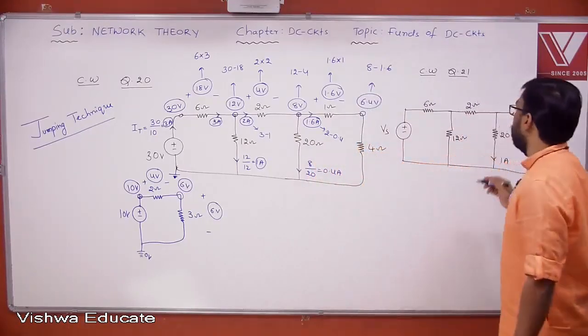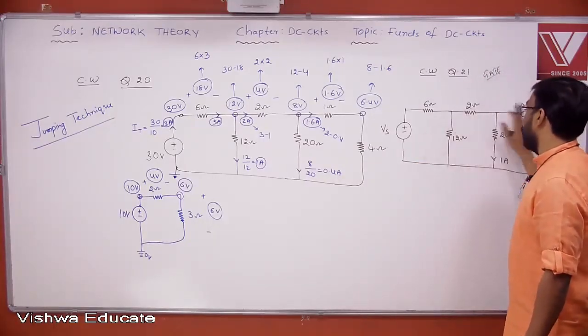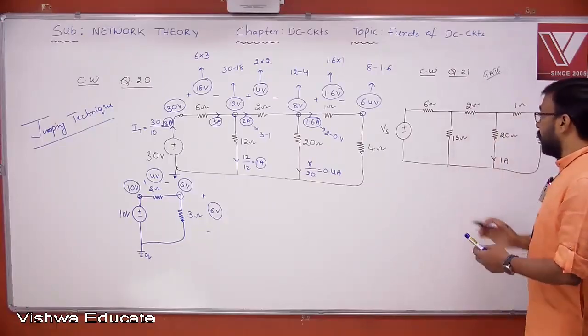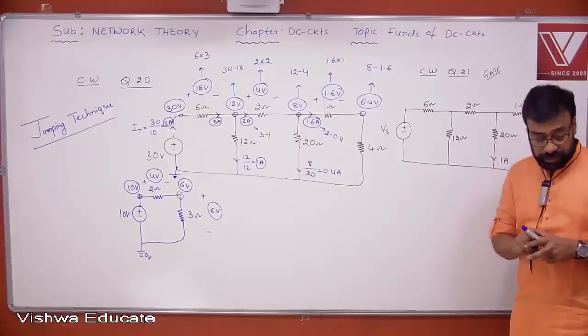Okay, this question was asked in GATE with different numericals. The same network is given, but numericals are different. So GATE. Let us find Vs having known this current through 20 ohm resistor.